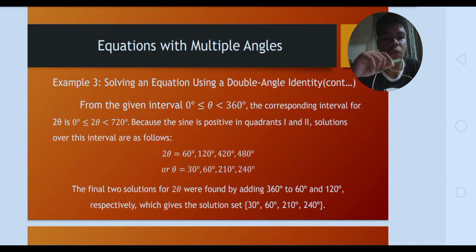The final two solutions for 2 theta were found by adding 360 degrees to 60 degrees and 120 degrees respectively, which gives a solution set of 30 degrees, 60 degrees, 210 degrees, and 240 degrees.